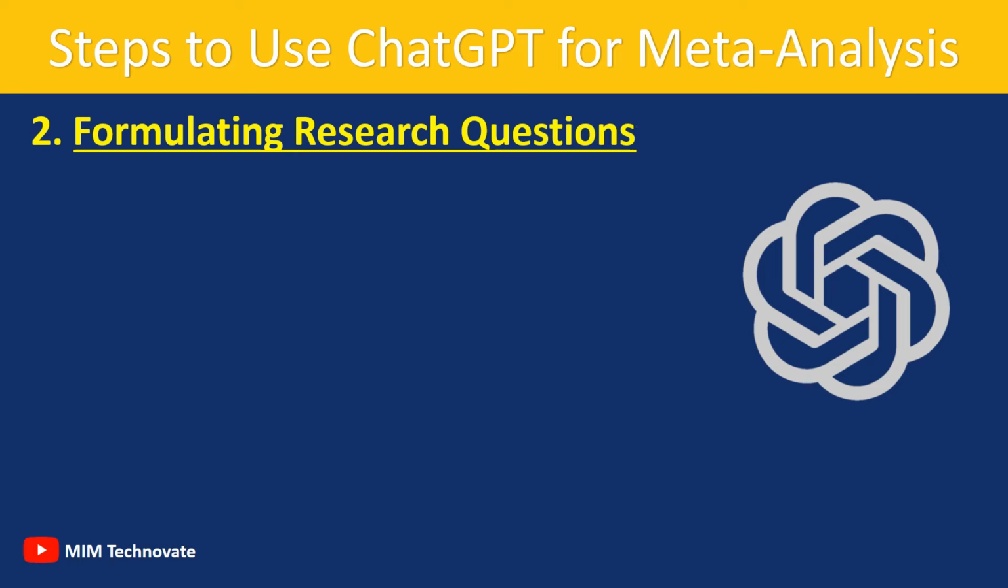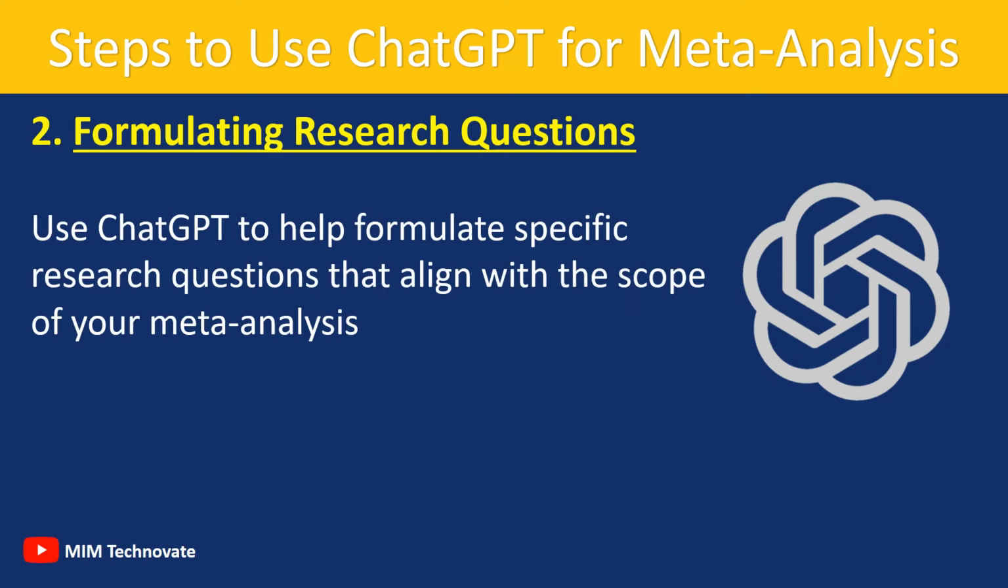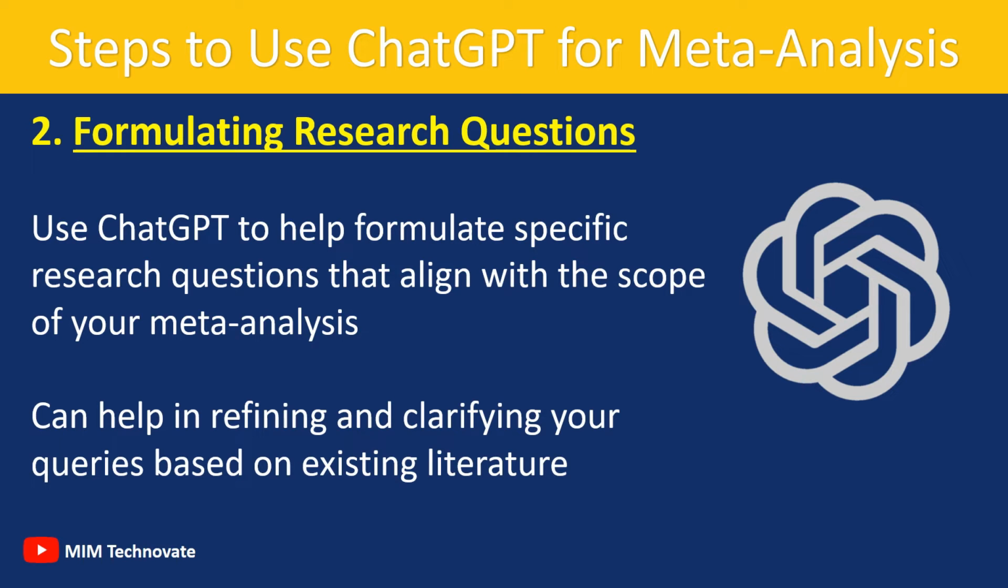Number 2. Formulating research questions. Use ChatGPT to help formulate specific research questions that align with the scope of your meta-analysis. The model can help in refining and clarifying your queries based on existing literature.